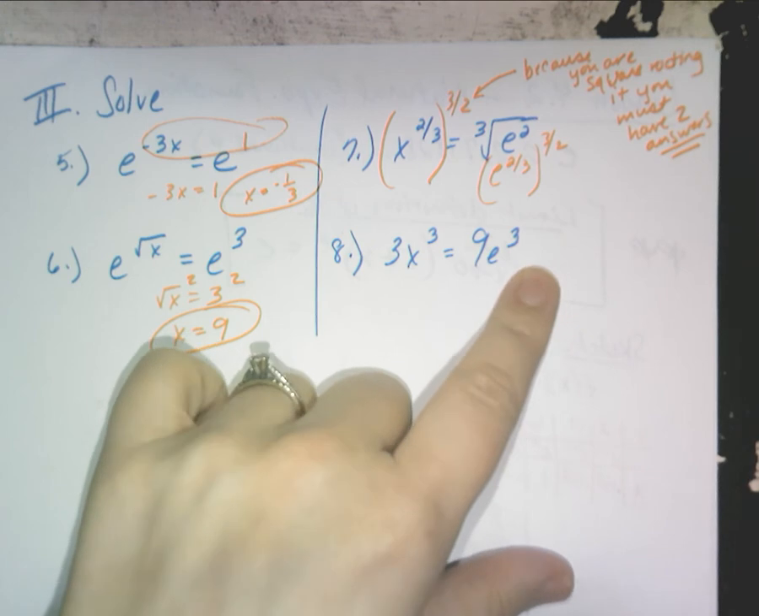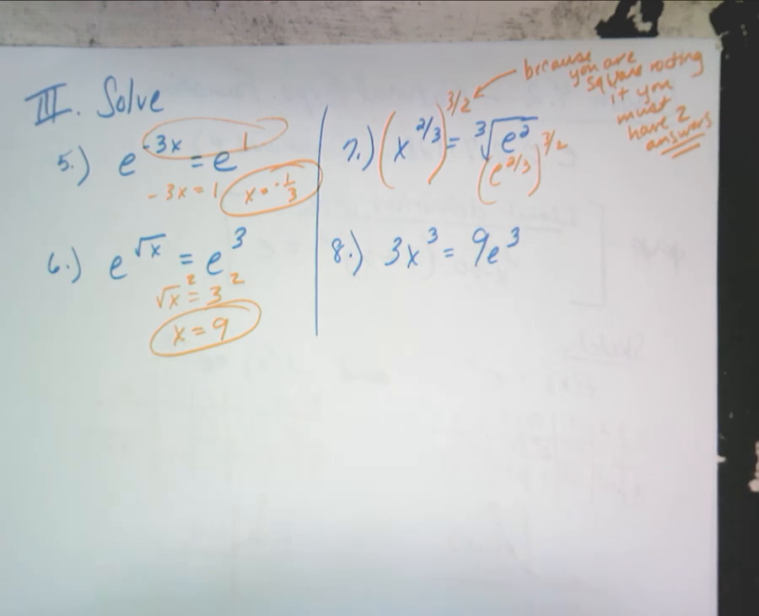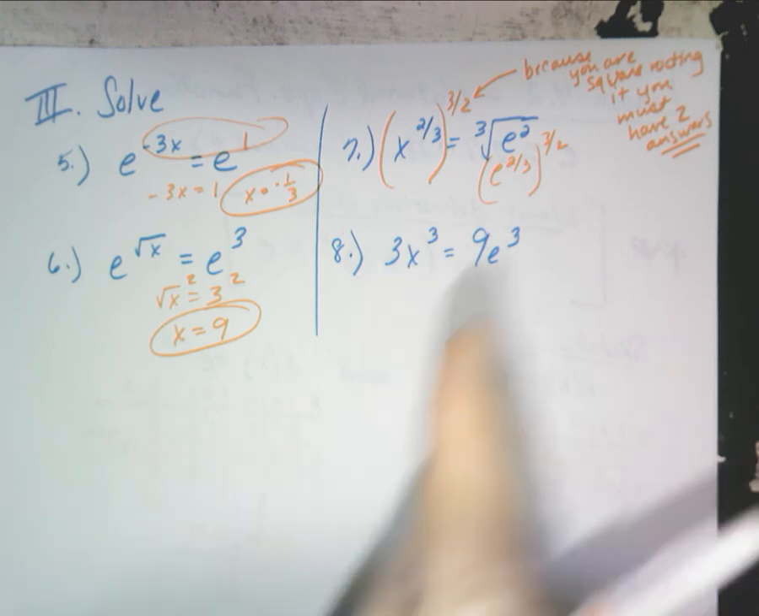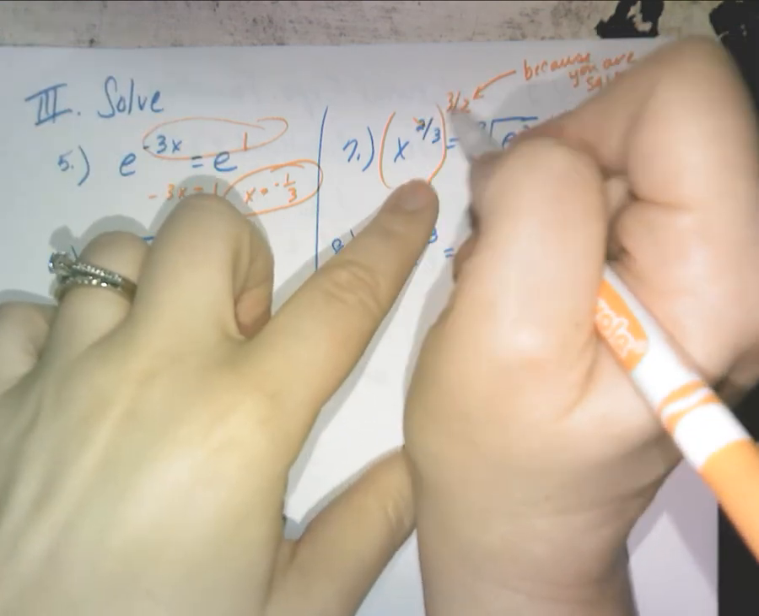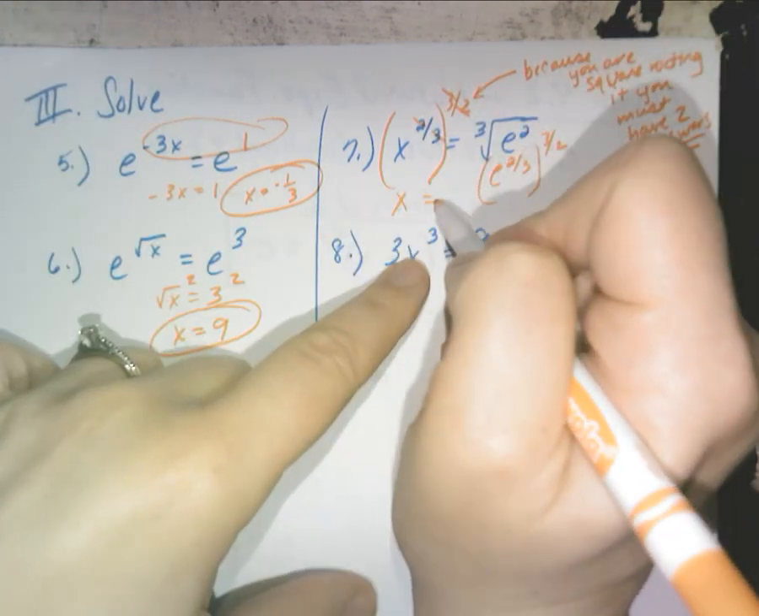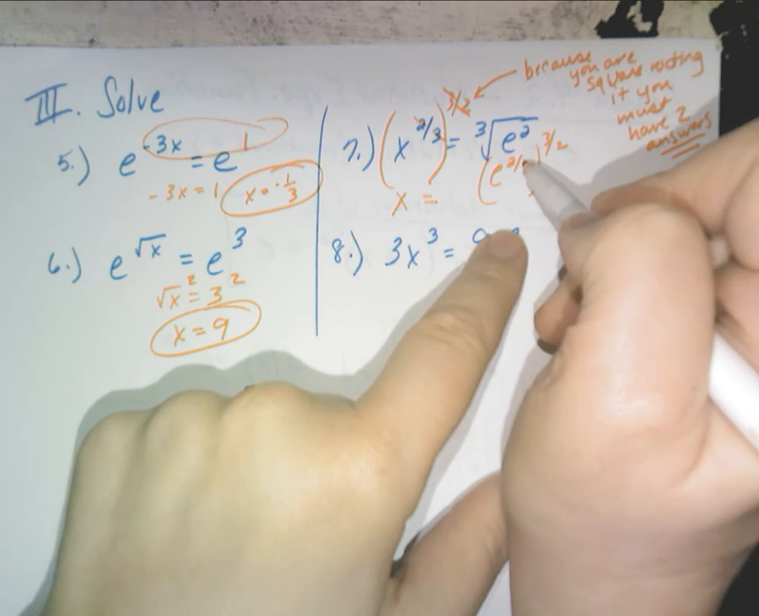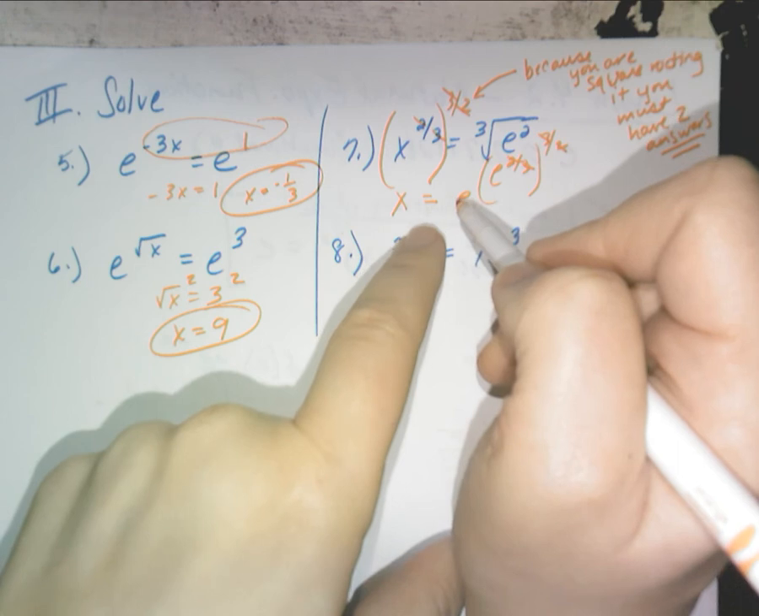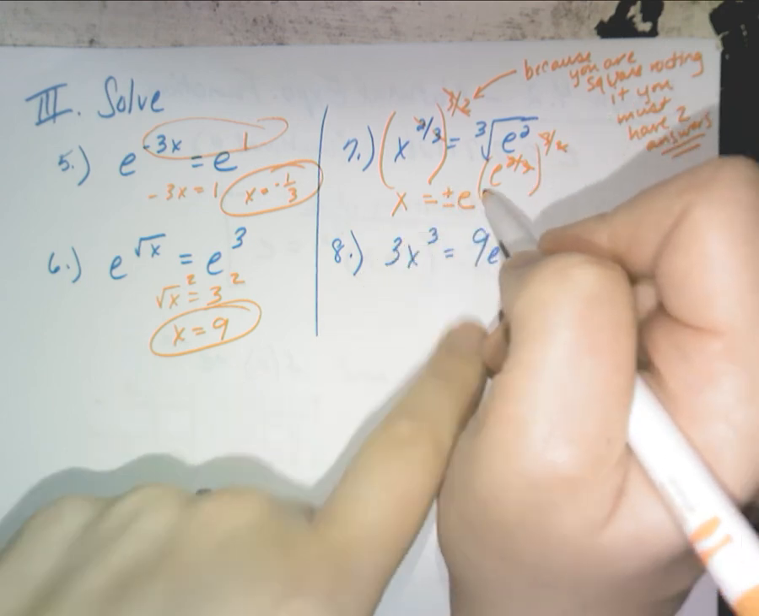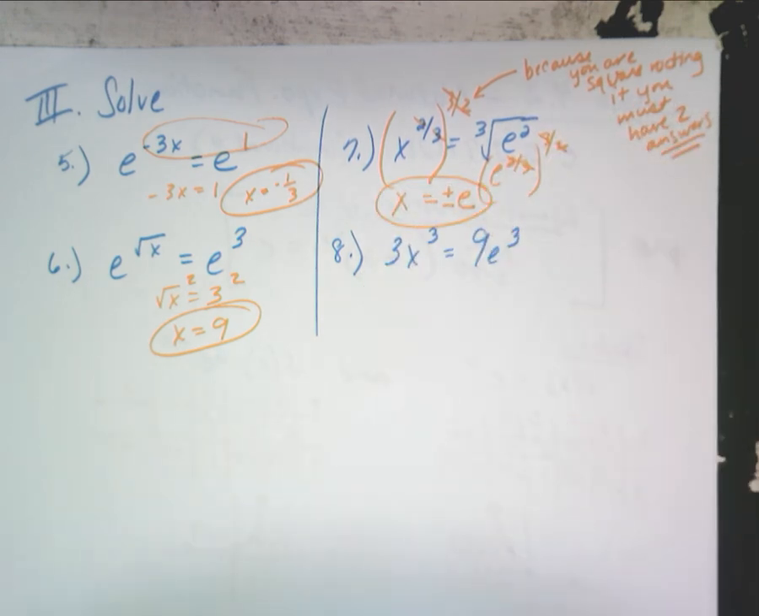Okay? I've tried to train that in you, and of course, Mrs. Setta made a mistake yesterday, her own self. But anytime you raise to a half or a 3/2 or a 1/4 or a 5/4, whatever, you are taking a square root. You're taking an even root. So you need a plus or minus. So these will cancel. x equals, and then this will cancel, and you'll be left with e in front, plus or minus e. 2 answers, yes, plus or minus e. That's where it came from.